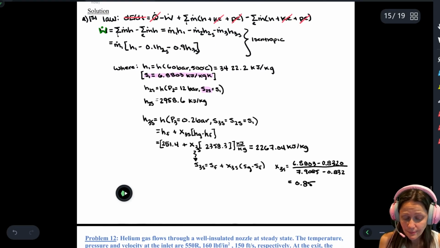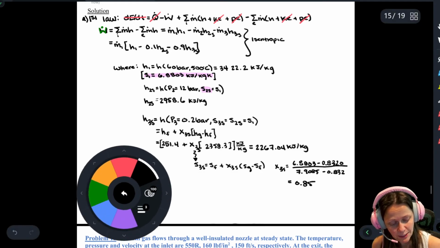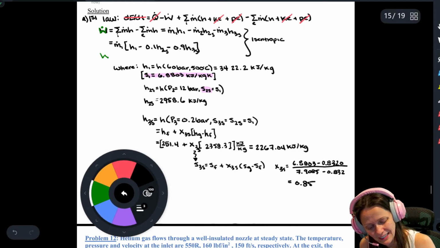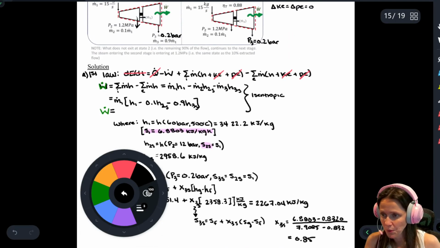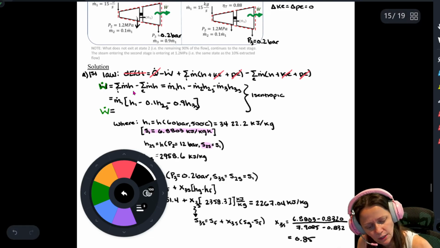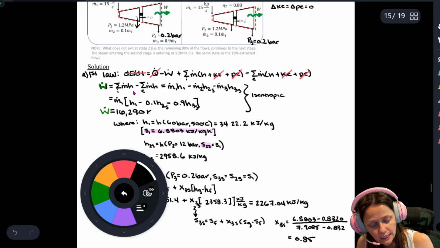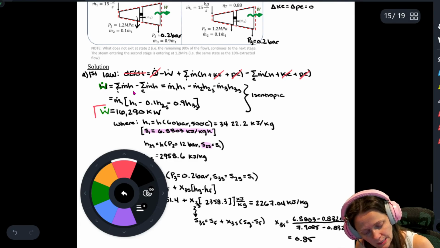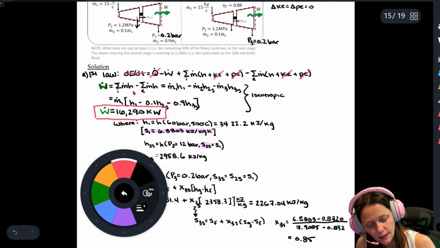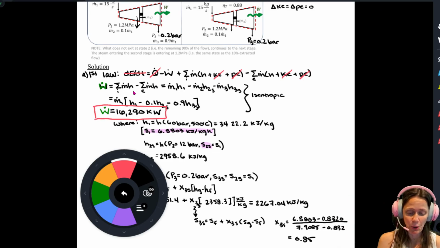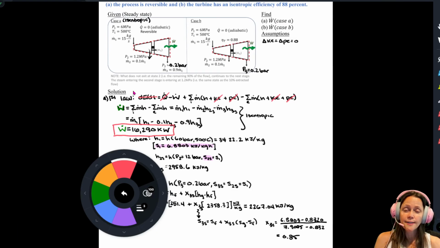All right. And so finally, I'm ready to plug in some numbers. And you might panic now because you realize we've only done case A, but don't worry, it won't be so bad. Plug in the numbers, for this one I end up getting 16,290 kilowatts. So I will go ahead and box that. And like I said, you may panic because we got a whole other case here. But case B is the same turbine, it's just with an isentropic efficiency of 88%.